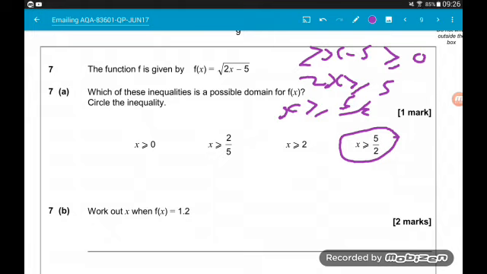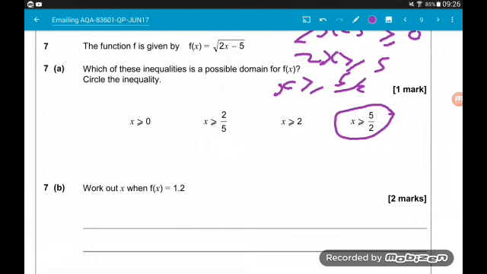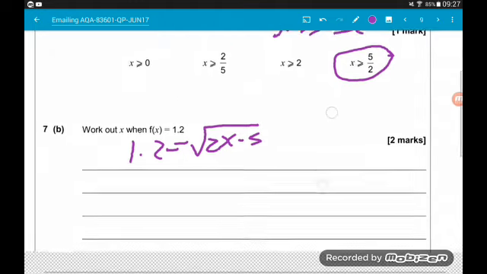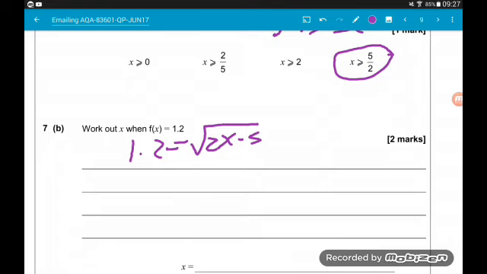Part B wants us to work out x when f of x is 1.2. So we substitute in f of x is 1.2. 1.2 equals root 2x minus 5. So we're then going to want to square both sides. So we're going to get 1.2 squared is 2x minus 5. So we need to work out 1.2 squared.